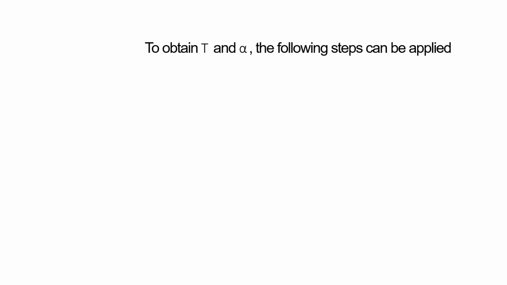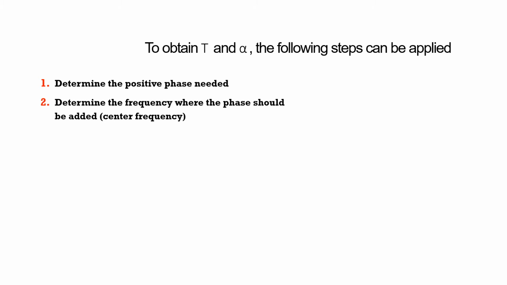First of all, for obtaining the values of T and A, the following steps should be applied. Determine the positive phase needed. In this case, we need at least 70 degrees from a controller. Then we should determine the frequency where the phase should be added. But in our case, it is very difficult to obtain this, as the phase versus frequency graph in a Bode plot is a flat line.